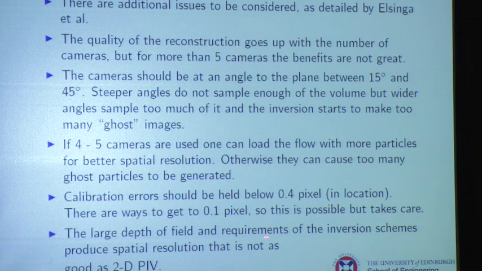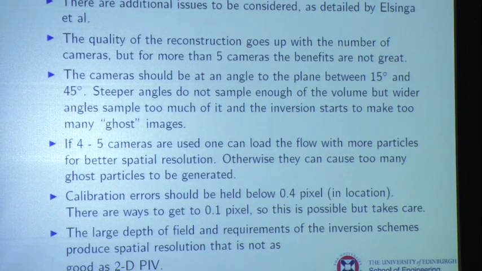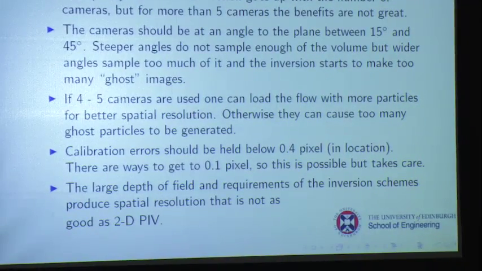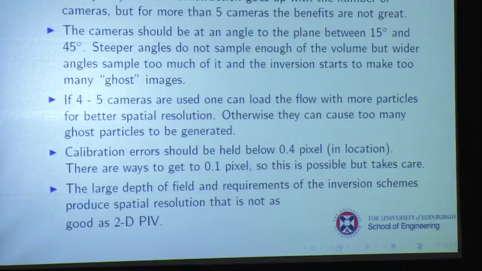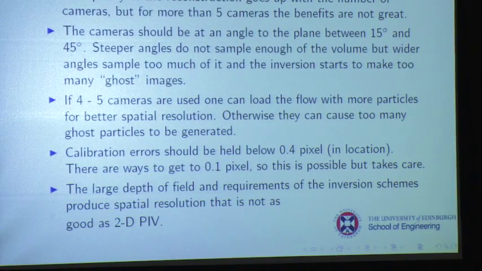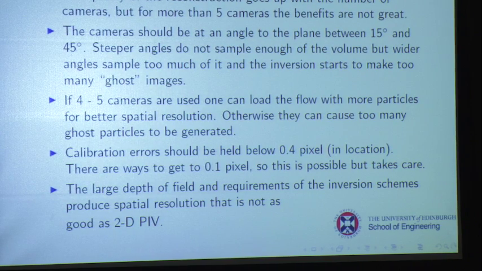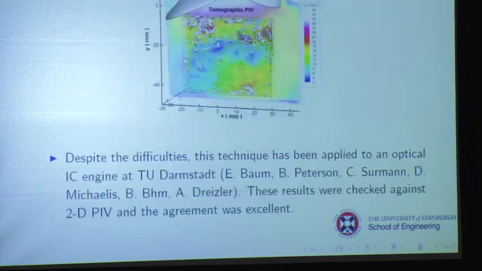So you need a large depth of field, and what that means is you're not going to get the same spatial resolution as 2D PIV, although when they did the engine work, they did high-speed PIV in a plane in the center of the volumetric image, and because of the way they were doing it with the high-speed camera, they actually got better spatial resolution with the tomographic inversion. But in general, if you had like a 10 hertz system and you were doing it very, very carefully, you should get better spatial resolution with 2D PIV.